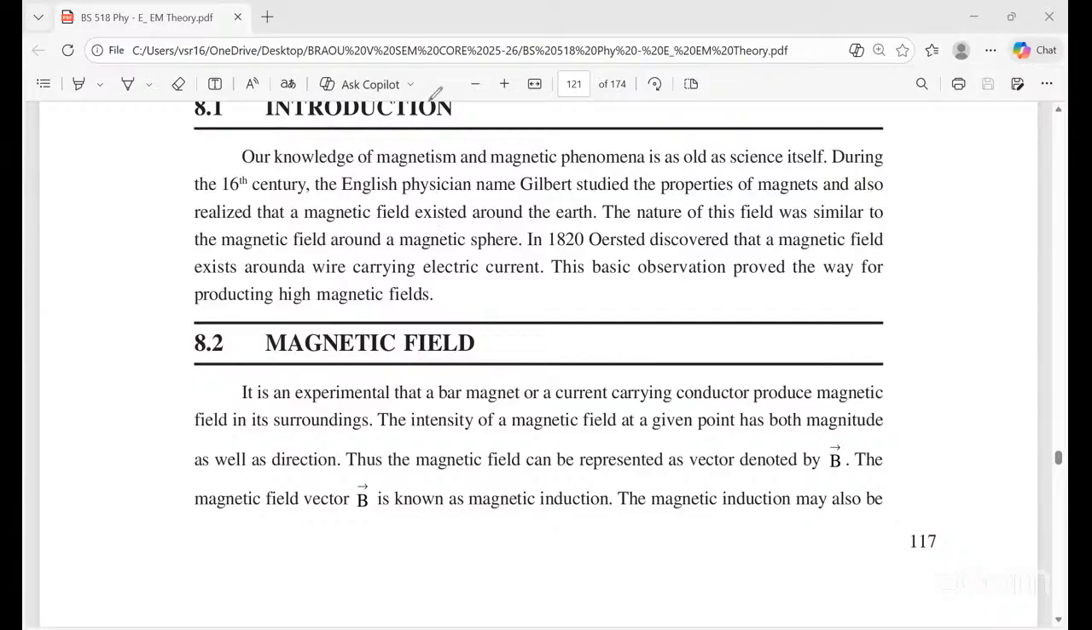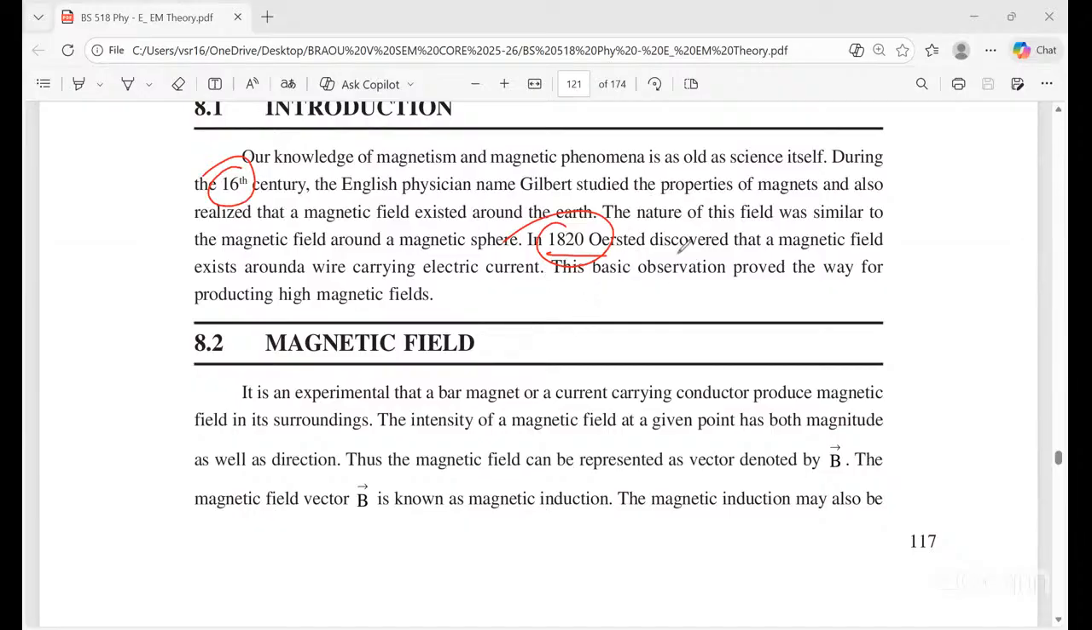But later on, he is in the 16th century. In the 19th century, approximately 1820, Ørsted, another physicist, discovered that a current carrying conductor may produce a magnetic field. What he said? A current carrying conductor may produce a magnetic field. That was said by Ørsted. Based on Ørsted, Ampere came into the picture.